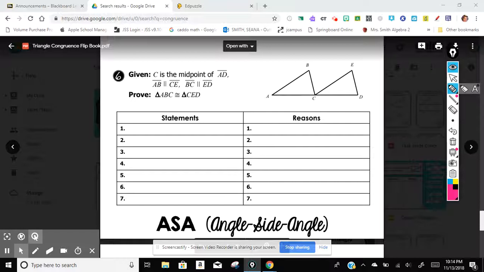So let's start with our first given statement. So C is the midpoint of AD.